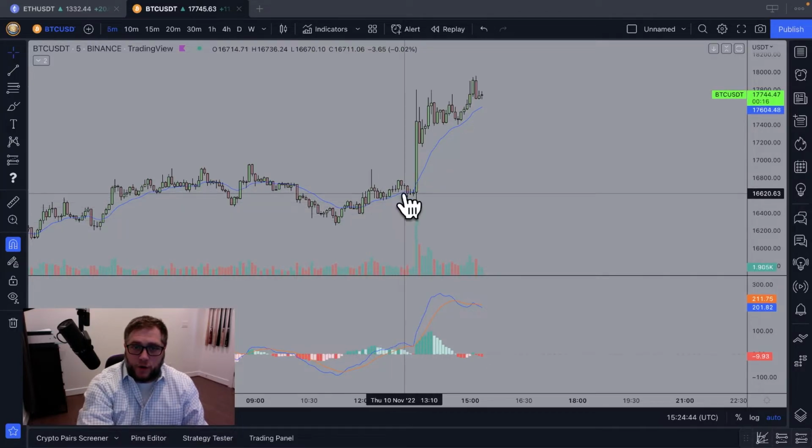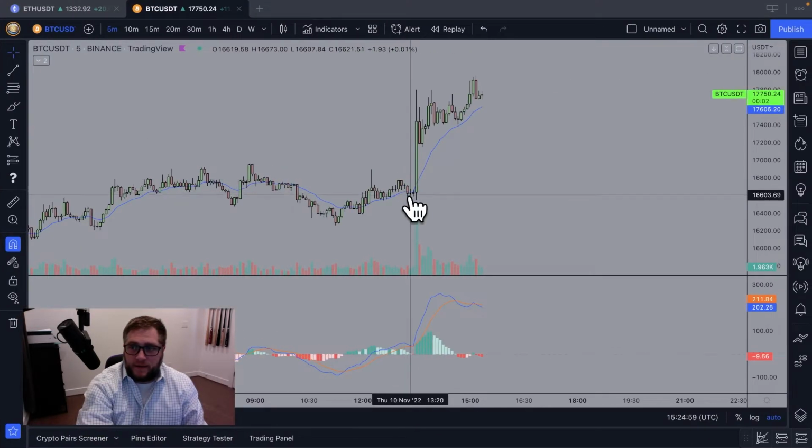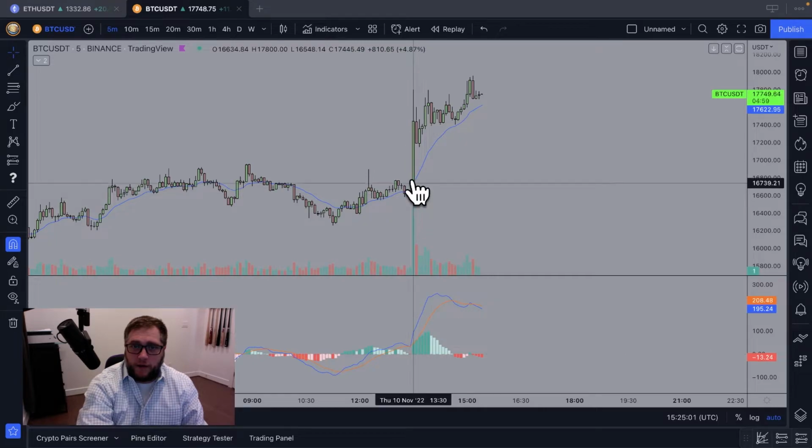So what we do is we come back down here. We see that we have a test of this EMA. As long as we don't close below the EMA for 5 candlesticks, this is the entry that we have. The same entry that we took over here. You can see that this is the entry that we've taken right here.